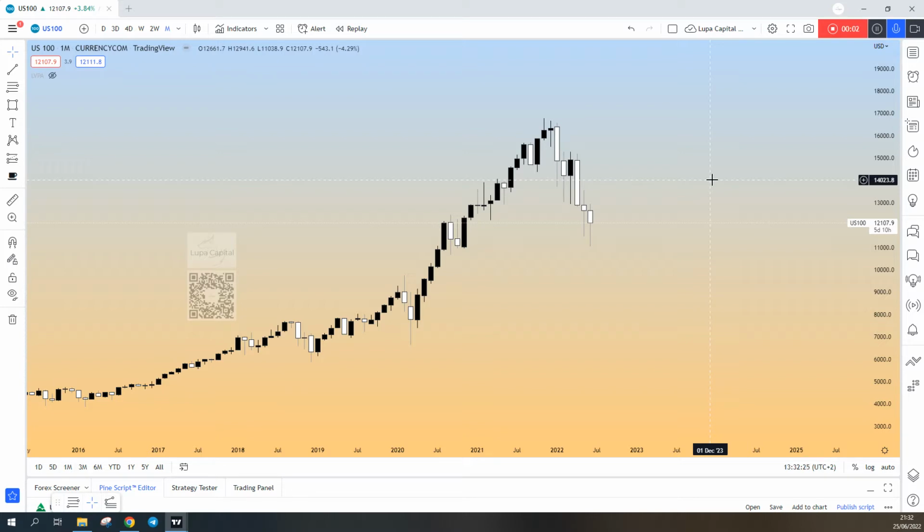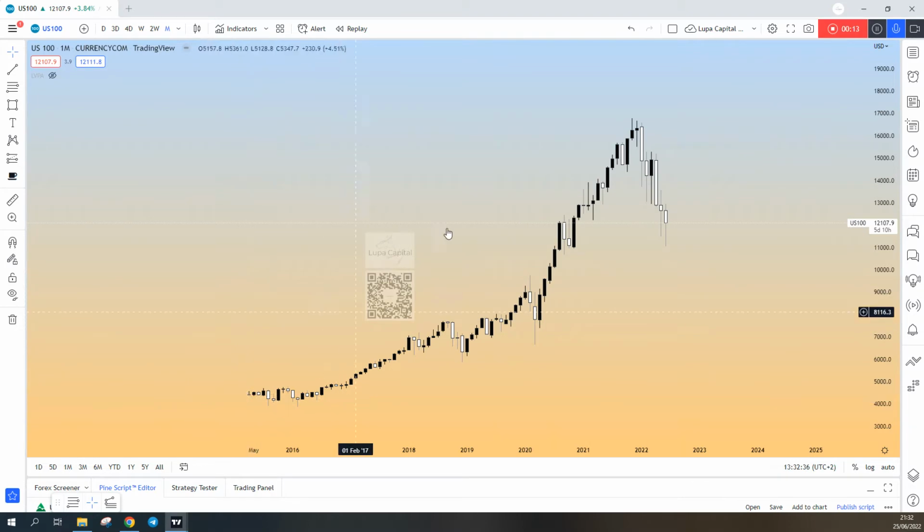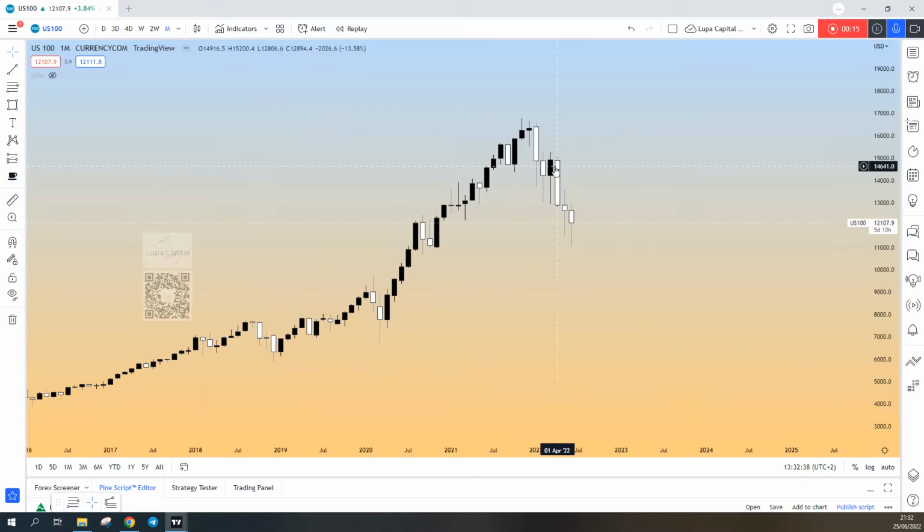Hey, how you going? Looking at the US 100 today. I'm going to mark it up from the monthly, weekly, and daily. I'm using currency.com or Tradingview. The reason being is, as you'll see here, the data doesn't go all the way back. However, that's not a concern for me. It's more looking at the chart structure right here, as I can see what it's telling me in the past.